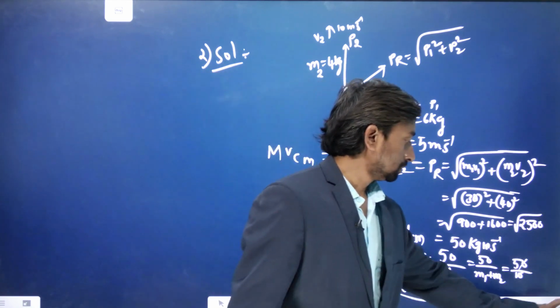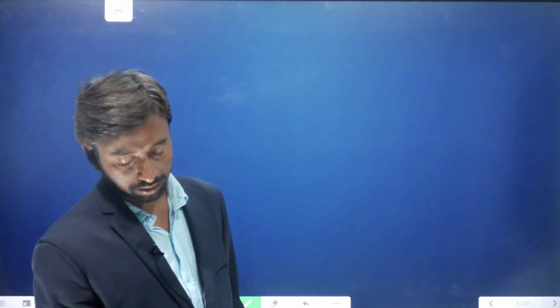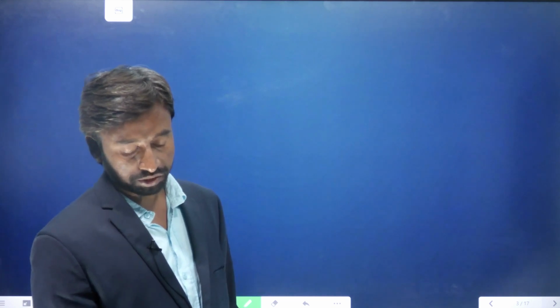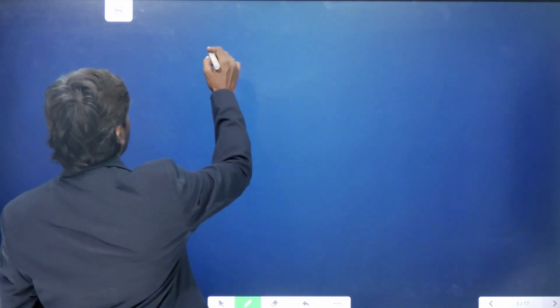Next one, we will see here. Consider a system of two identical particles. One of the particles is at rest and the other has an acceleration a bar. The center of mass has an acceleration of what? See the third one.